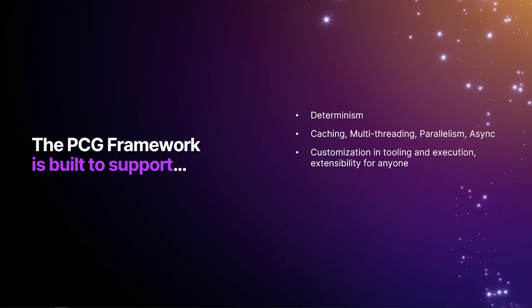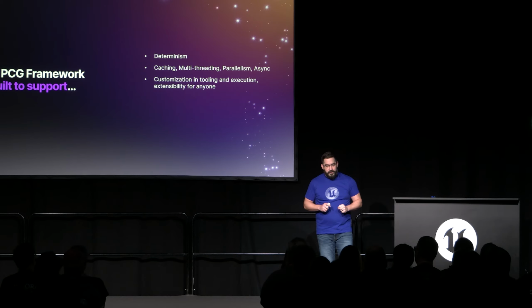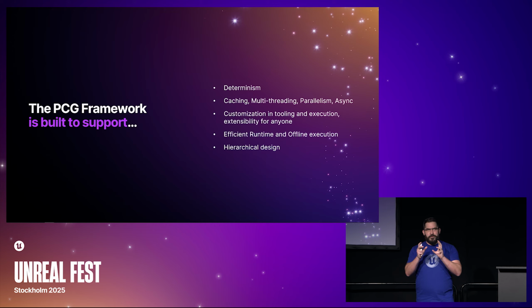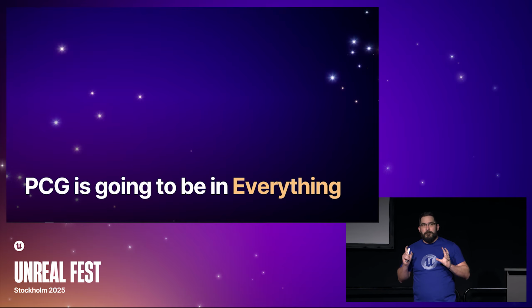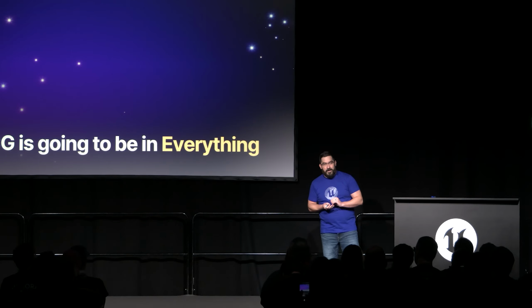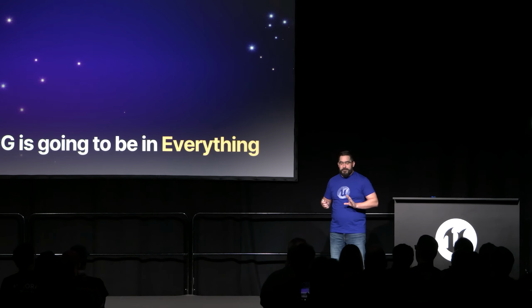So for example, the new vegetation editor is actually itself a PCG tool, which is really cool. Like I said, efficient runtime and offline execution and hierarchical design, which we'll get into in a second, as well as debugging and profiling. And all of this is really important because PCG is going to be in everything. The more I start to think about PCG and what we can do with it, I'm starting to come to the conclusion that PCG is probably going to be as fundamental to our workflows as materials are right now, okay? Kind of broad, but trust me.